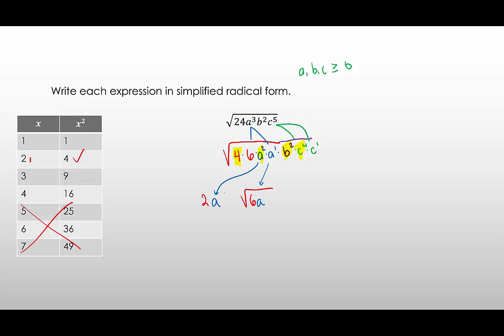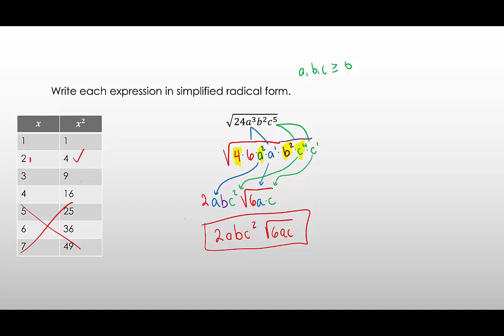The square root of b squared is b, and there's no factors of b left under the radical. And the square root of c to the fourth, 4 divided by 2 is 2, so we get a c squared in front of the radical, and then this c comes down and stays under the radical. So that's where these went to, came from, whatever the case may be. Writing it in one solid color, we have 2ab squared times the square root of 6 times a times c.